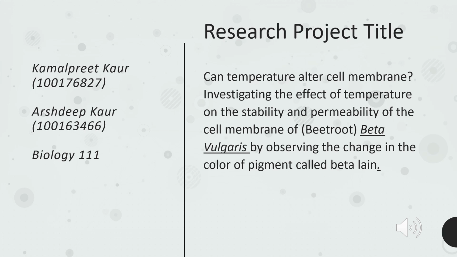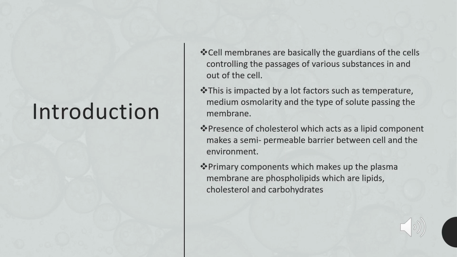Hello everyone. Today we are diving into an intriguing experiment exploring how temperature affects the cell membrane of the purple beet, also called Beta vulgaris, by observing the change in the color of the pigment called betalain. To find out whether temperature can actually affect the membrane of the cell or not, let's first understand what a cell membrane is.